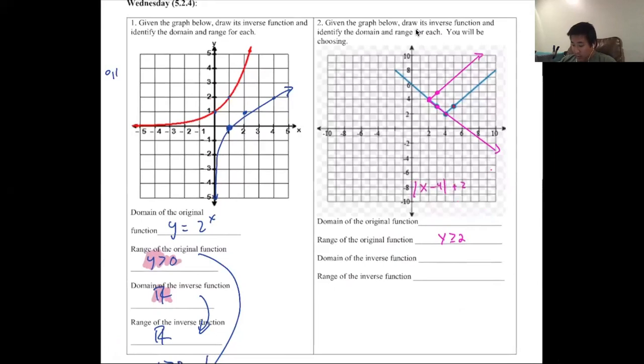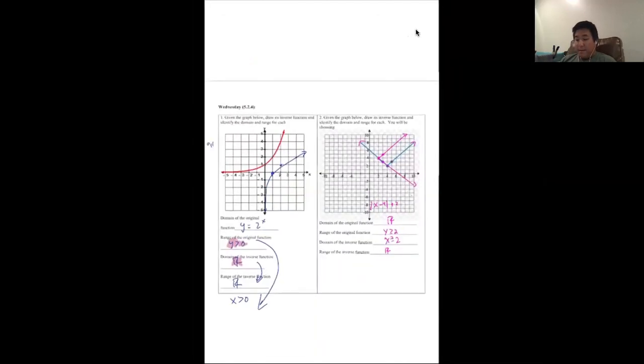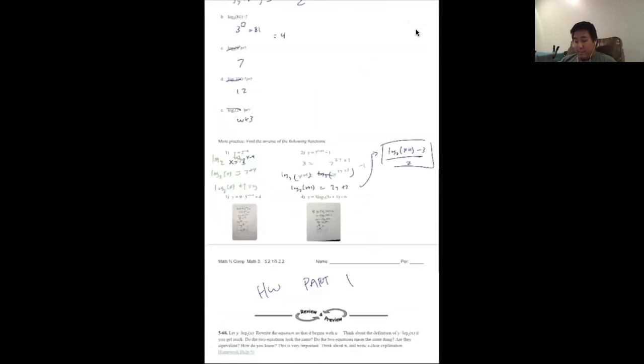That's the original function. That's the range. The domain of the original function is all real numbers. I'm assuming it goes on forever. The range now is all real numbers. And x is greater than or equal to 2. All right, 5.2.4.